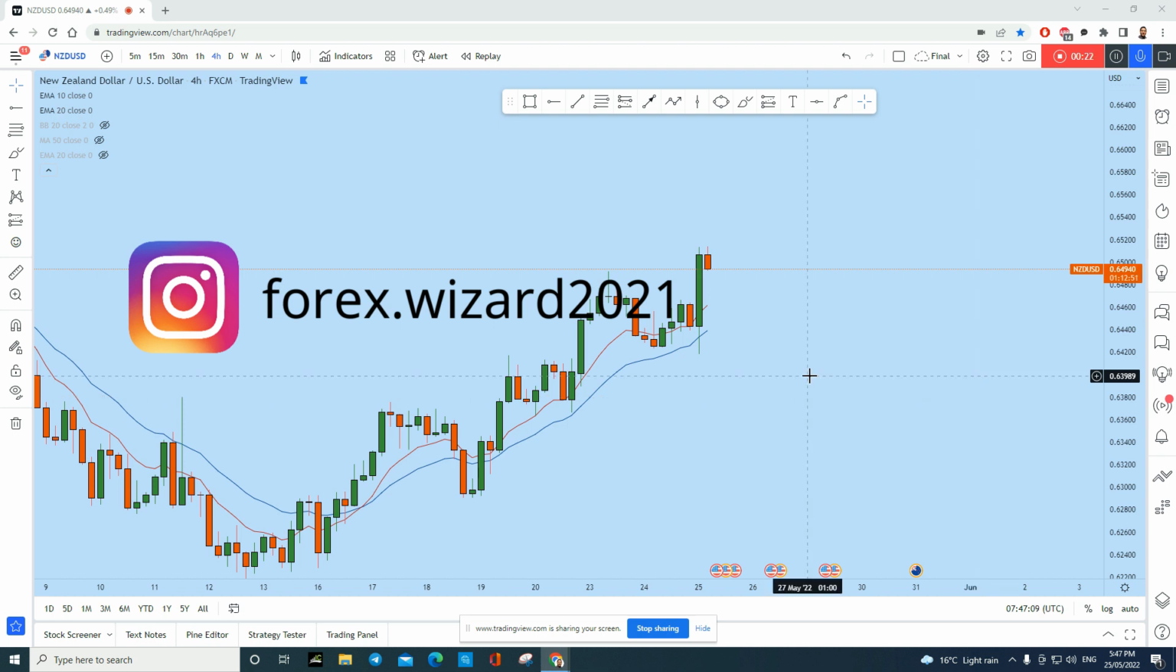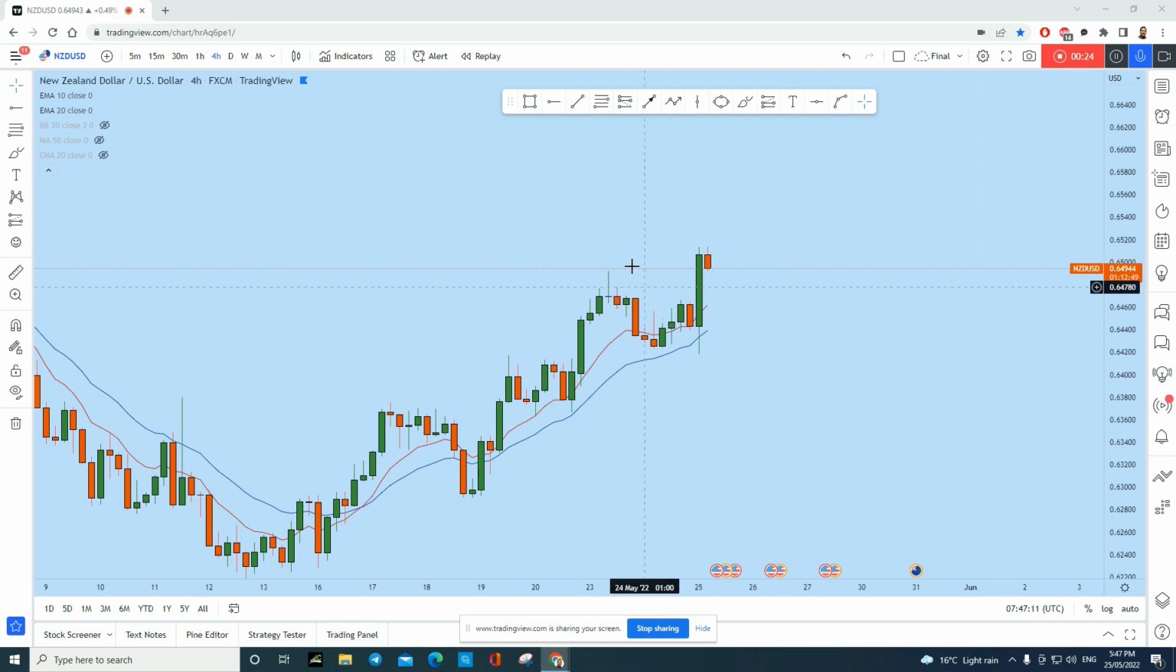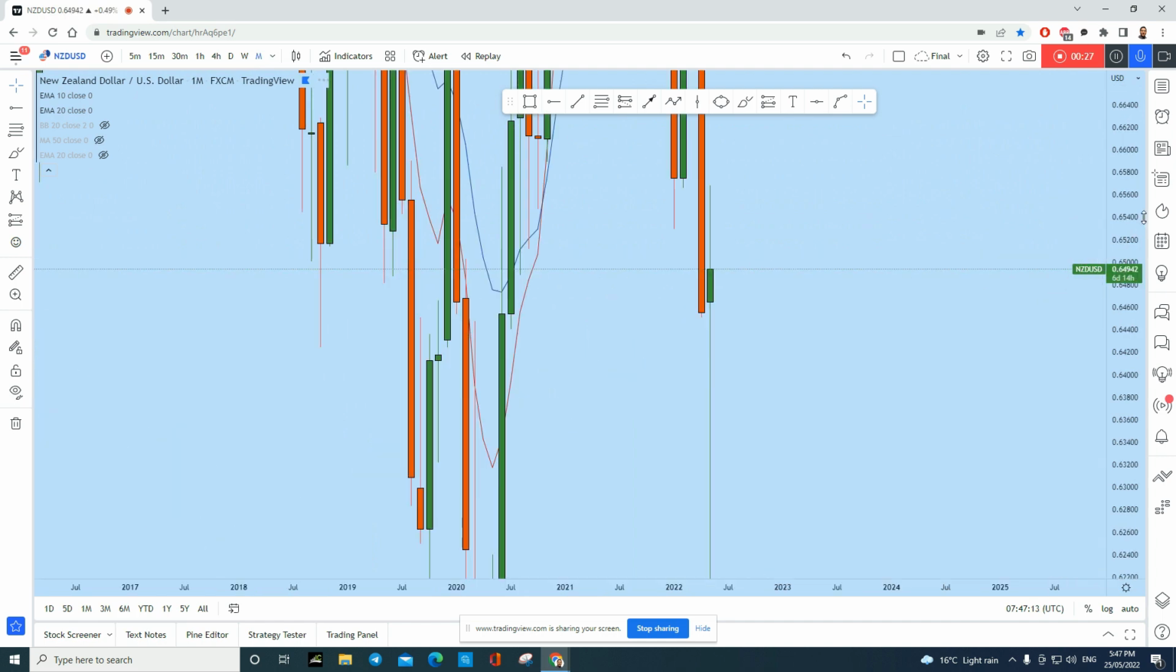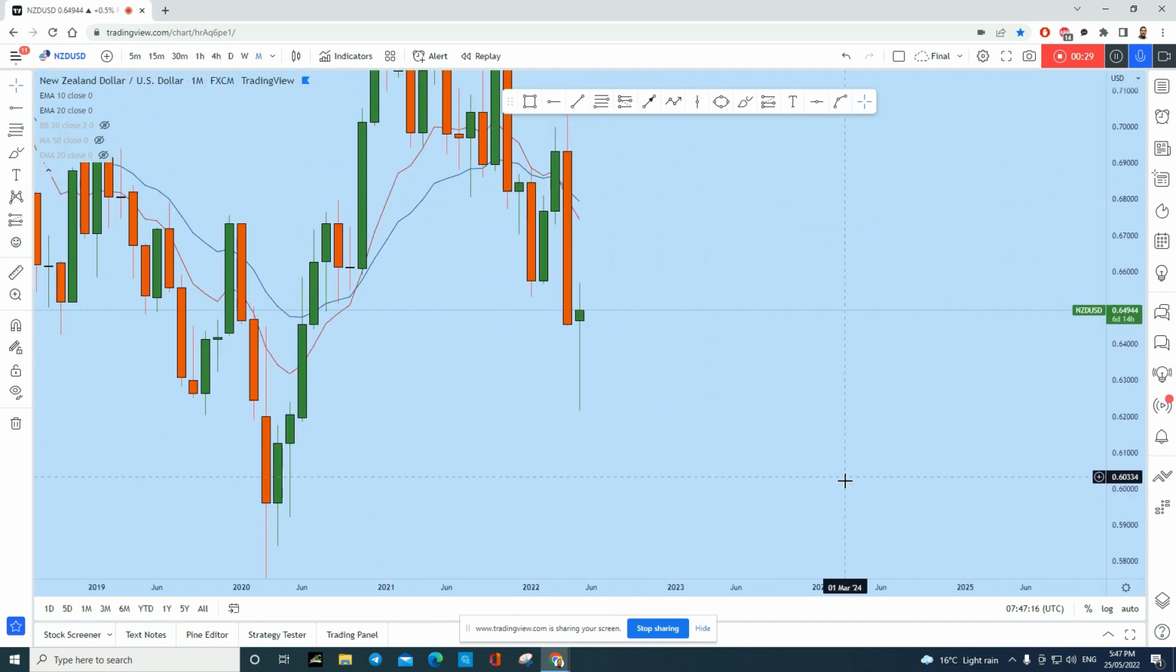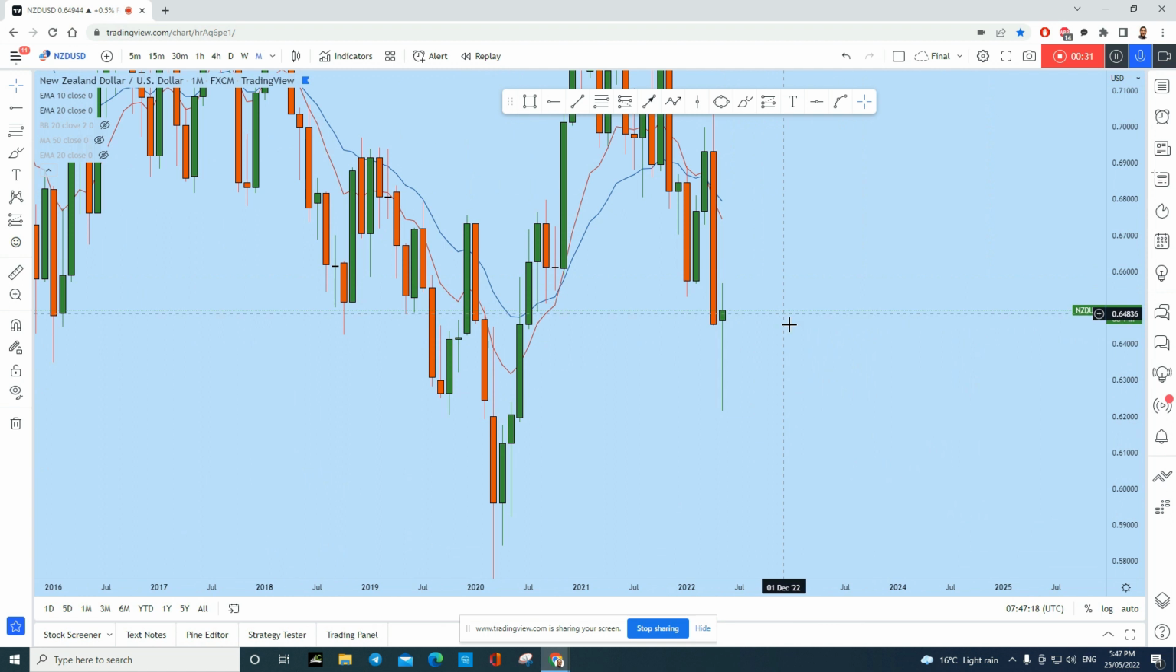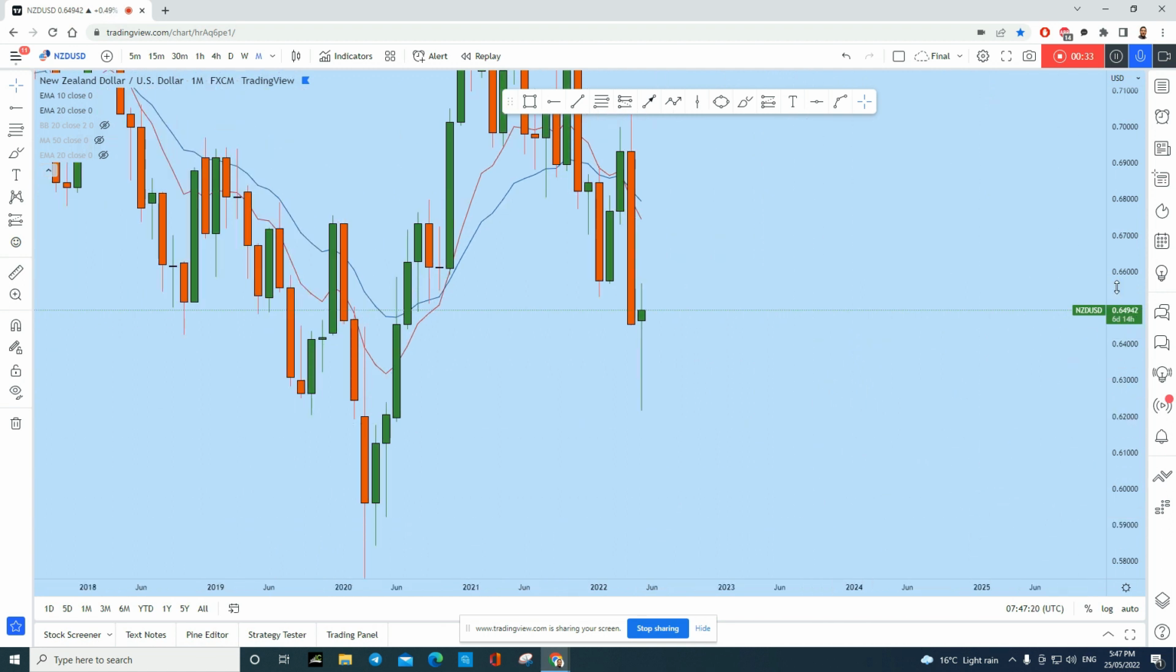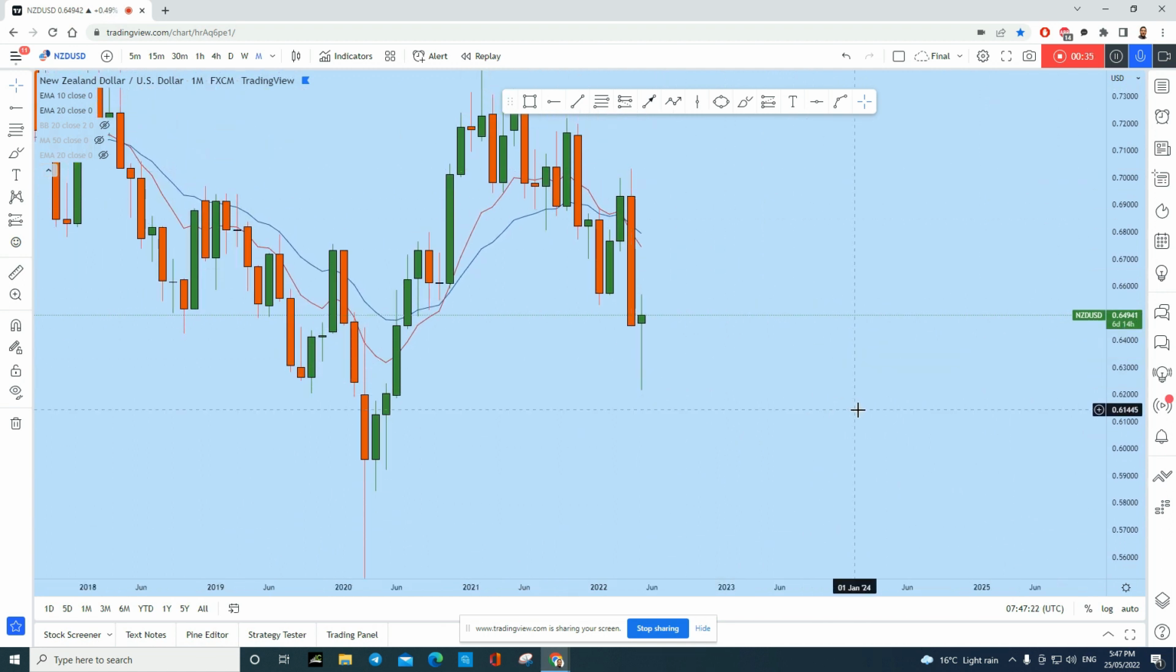Then we'll check how we can trade NZD USD, starting with the monthly time frame to see the bigger picture. Now, this is the monthly time frame, and we have seen that after this bearish engulfer, NZD USD strongly came down. This current month still has 1 week to go, but we see that there has been a strong rejection from the bottom.